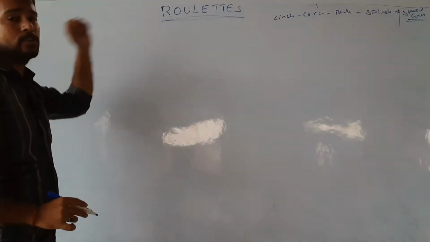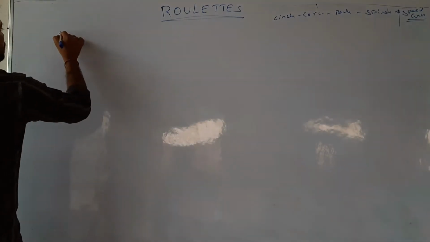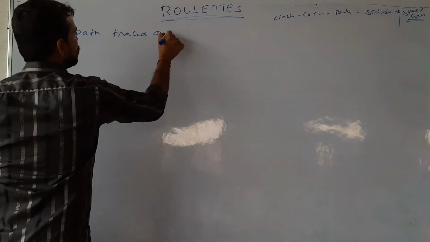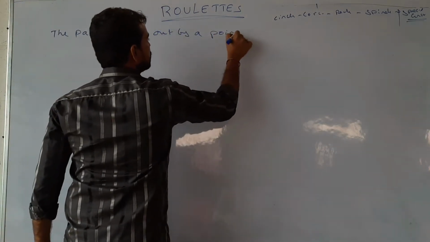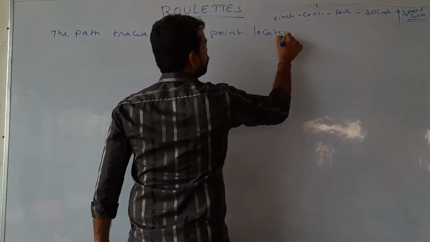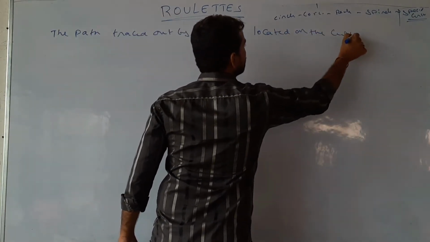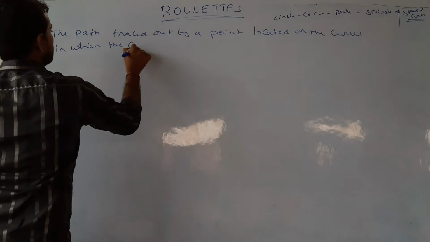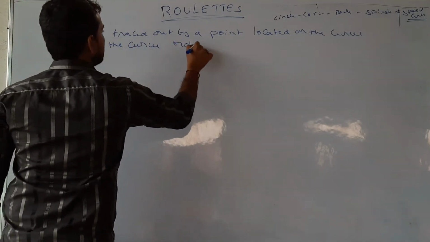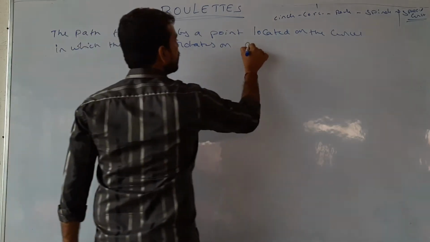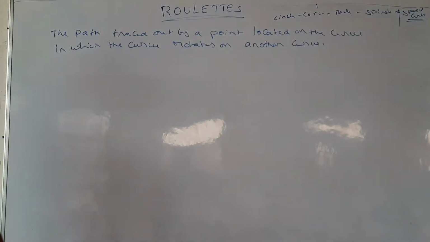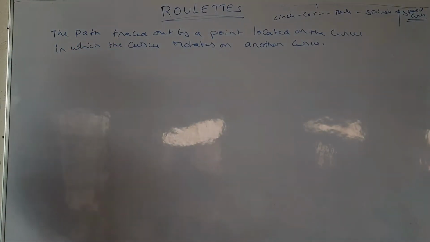So what is meant by roulette? A roulette is nothing but the path traced out by a point located on a curve, in which the curve rotates on another curve. Roulette means the path traced out by a point located on the curve when the curve rotates on another curve.